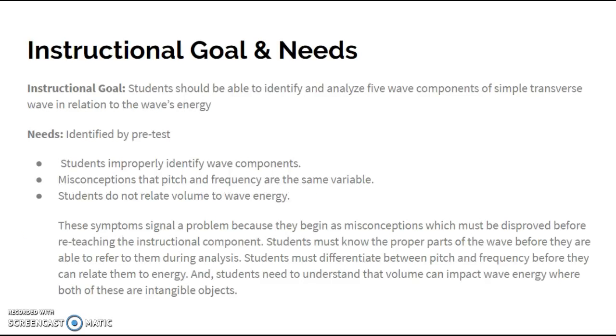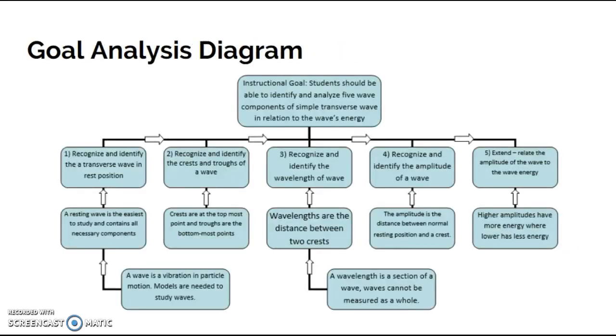After identifying needs by the pretest, we can move on to how students can reach their goal. This can be best described by a goal analysis diagram. The goal analysis diagram is as follows. You see the instructional goal at the top, and then you have 5 components that then connect everything together in order to achieve your instructional goal.